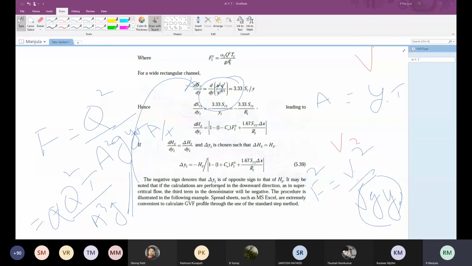Standard step method, you may feel somewhat tedious compared to direct step. Direct step method is somewhat easy. In the standard step method, since you are going step by step and finding the depth of flow at each and every section by trial and error, it takes a lot of computations. Please be careful while doing the computations. So we will continue this in the next class. For tomorrow's class, I am going to stop here.